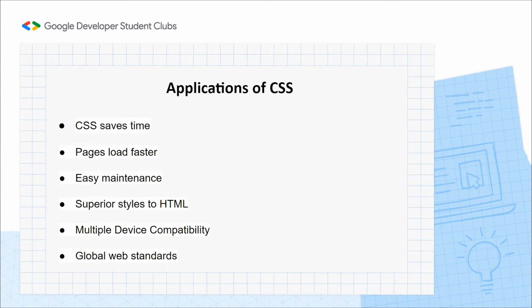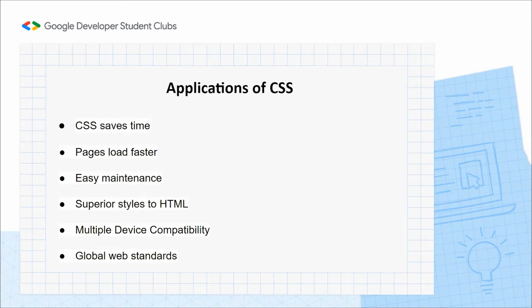Third, user maintenance. In CSS, you know that there is something known as a global attribute. In that, you have to change the attribute only once, and it will change the entire format of the website. That is known as a global attribute. I will be teaching that ahead. And fourth is superior styles to HTML. Again, as I told you, you can make a website through HTML, but with CSS you have a lot of other functionalities which HTML does not have. So you can make a website which is far superior to the website you have made from HTML.